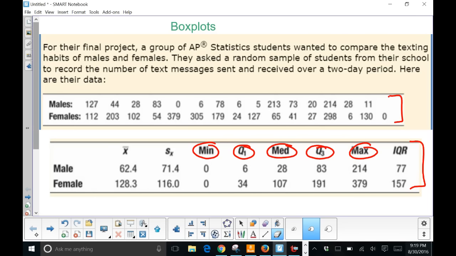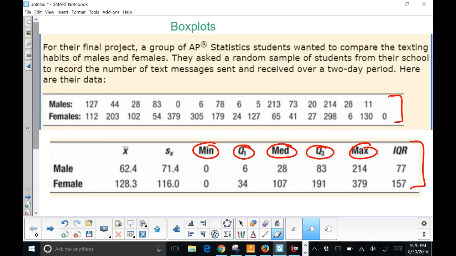Now notice on the top, I give you all of the data for both males and females. And on the bottom, I give you summary statistics. You could see the mean, standard deviation, min, Q1, median, quartile 3, max, and IQR. The beauty here is that we can see the 5-number summary, which I've circled in red: min, Q1, median, Q3, and max. Those are the 5 numbers that help us and guide us to make box plots.